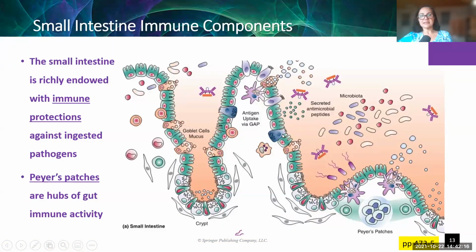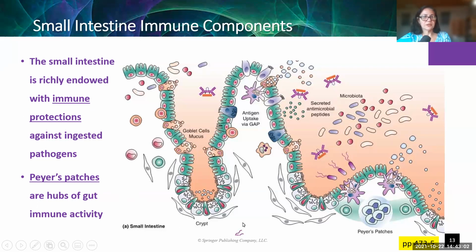So here's the small intestine immune components. There's the possibility of having some microorganisms in the small intestine. There's not nearly as much in the small intestine as in the large, but you still have some microbes in here. And so we have these areas where there's a lot of gut immune activity. They're called Peyer's patches. You may have heard of them referred to as gut-associated lymphatic tissue, GALT, G-A-L-T. And so Peyer's patches, this is the other name for them.